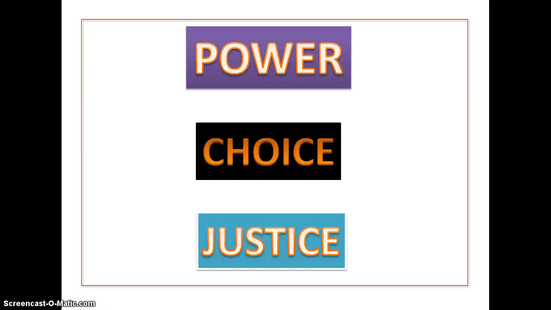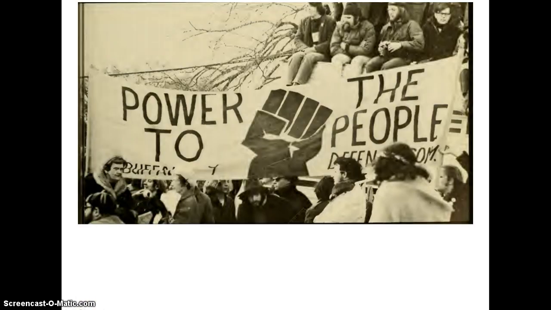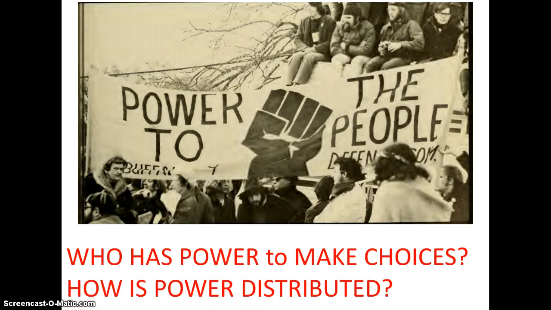So with power, civics education should be concerned with who has power in society. So in the past, we had monarchs who were the only people who had power to make choices for their communities and their societies. Other countries around the world and societies have distributed power across different groups of people as a way to figure out who's going to get to make choices. So the first thing that we want to focus on in civic education is who has power to make choices, how is that power distributed?